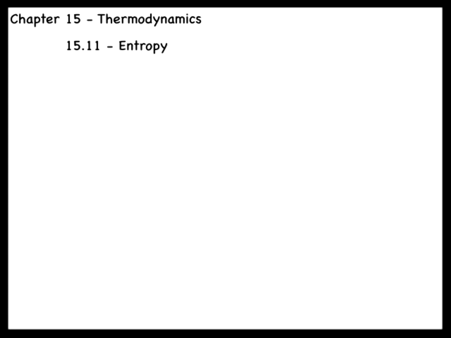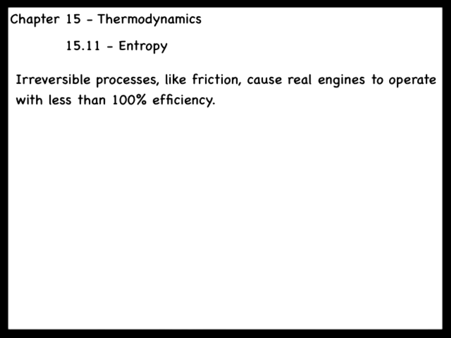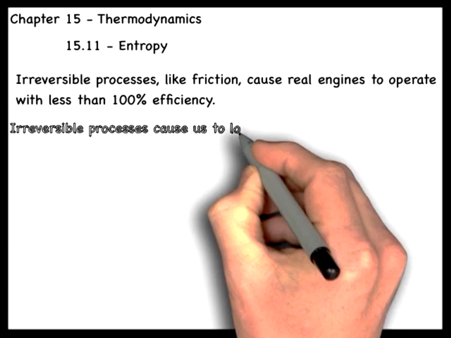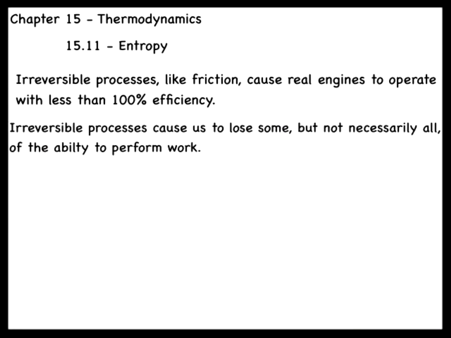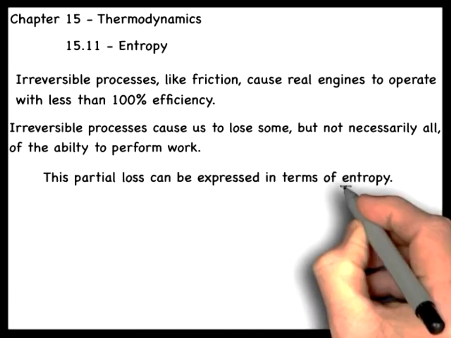We have mentioned previously that an ideal Carnot engine operates with maximum efficiency when its thermal process is reversible. However, irreversible processes like friction cause real engines to operate with less than maximum efficiency. In general, irreversible processes cause us to lose some, but not necessarily all, of the ability to perform work. This partial loss can be expressed in terms of a concept known as entropy.